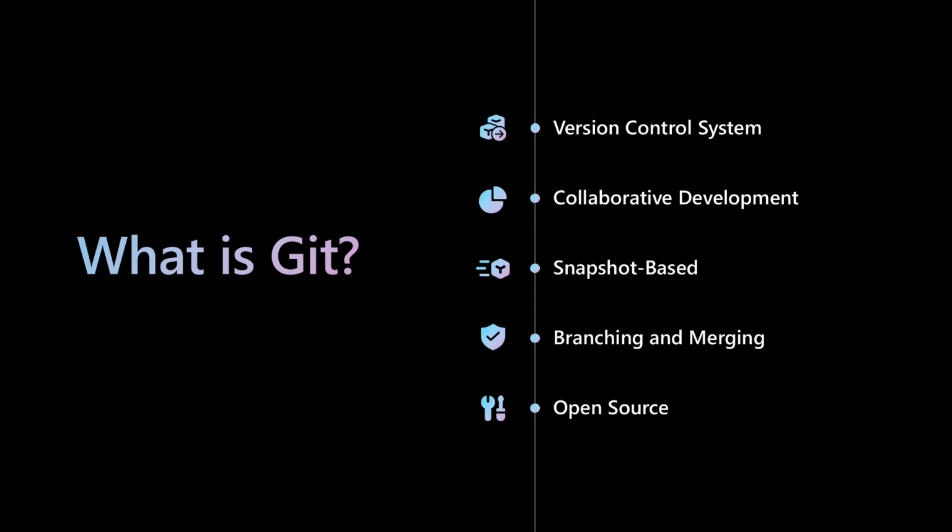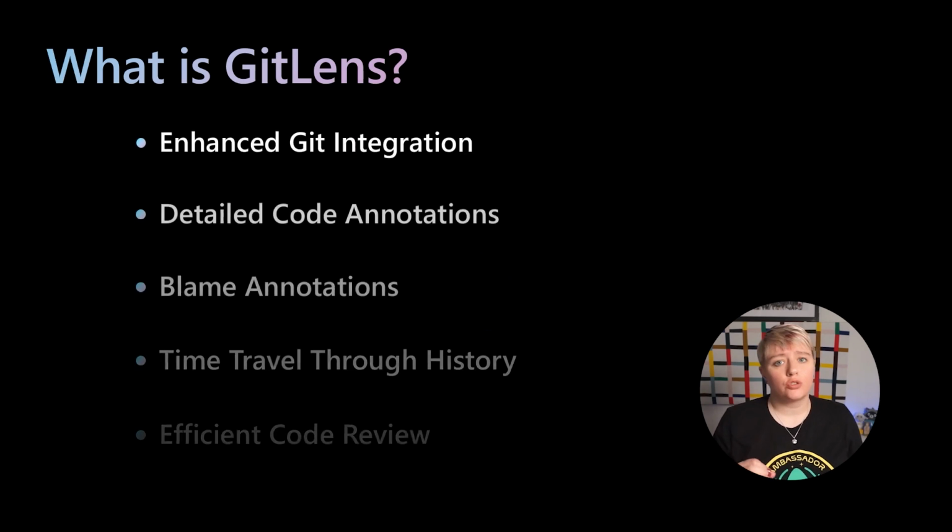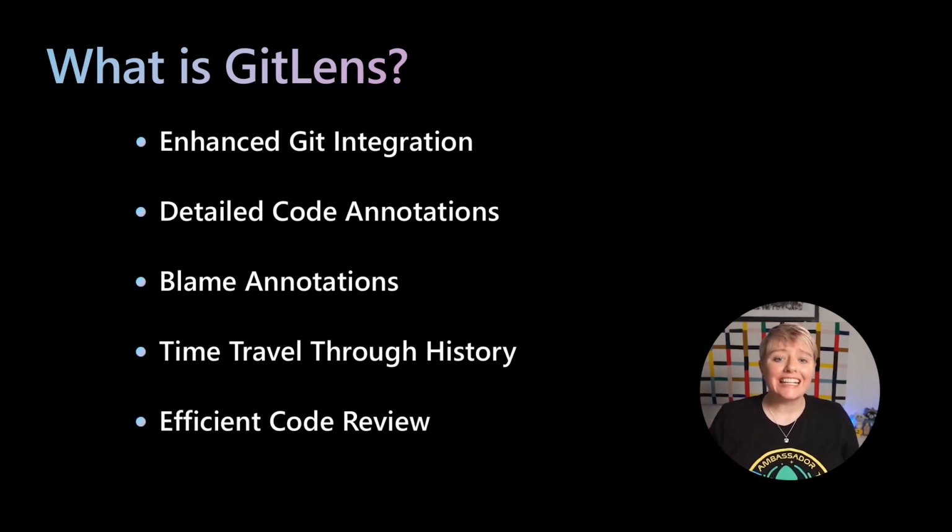And this is where tools such as GitLens can really help you, whether you're a beginner to Git or an advanced user. GitLens is a Visual Studio Code extension that provides enhanced Git integration directly within your code editor. It offers detailed code annotations, including information about who made each code change, when it was made, and the commit message associated with it. GitLens also allows you to see the blame annotations, so you can quickly identify the author of a specific code line and understand the context of each change that has been made.